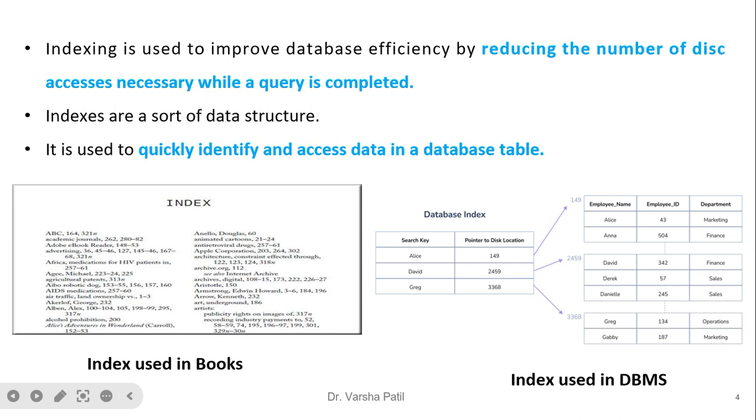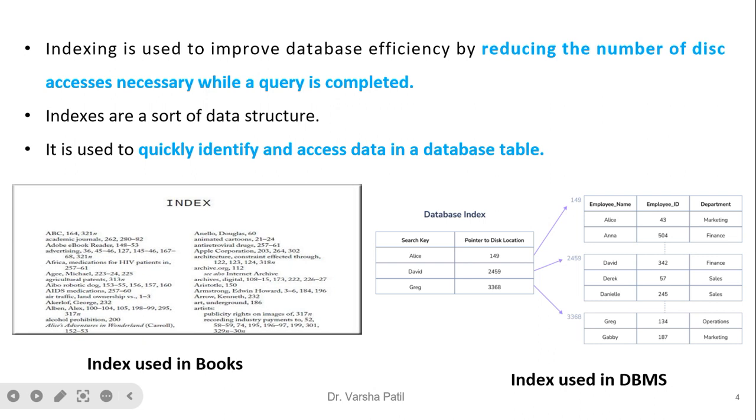One is the index that is used in a book. Generally the index is present at the back of the book and it shows the key terms and the presence of the key terms on a particular page. So for example, if we want to see any particular keyword, for example ABC, we can easily find out that ABC information is available on pages 164 and 321. So we can quickly go to that particular page and see the information on ABC. That is, it is easy to locate the information from a huge amount of data.